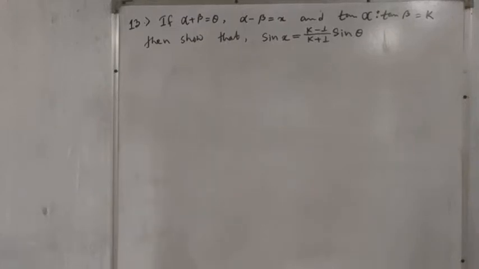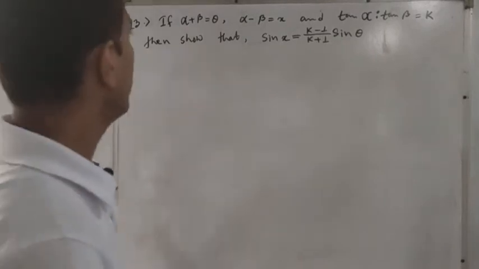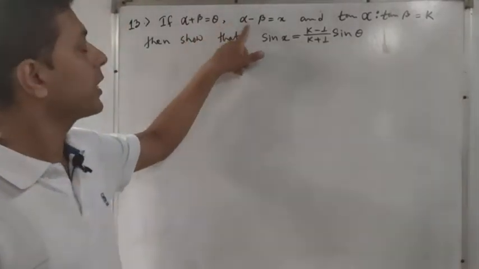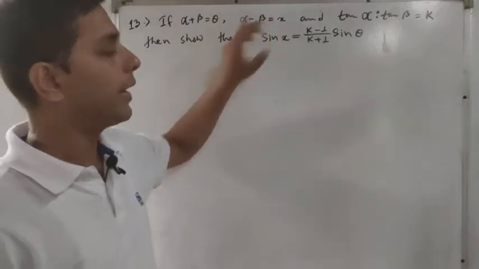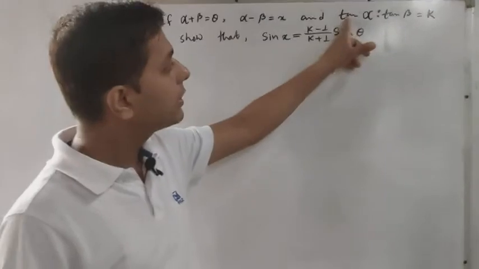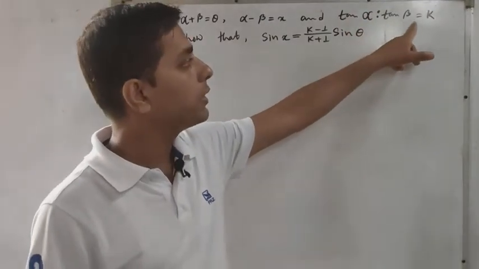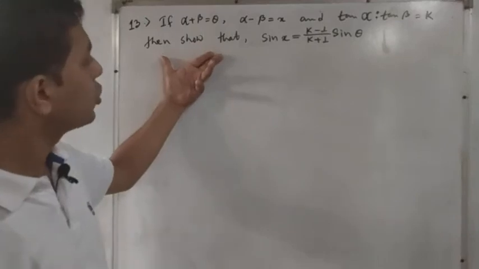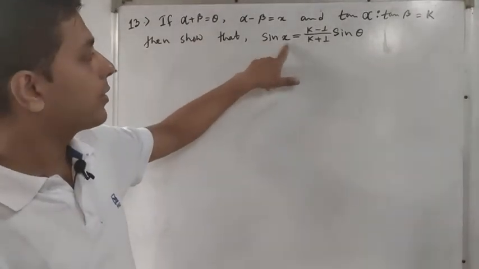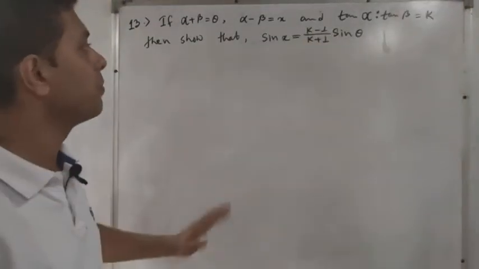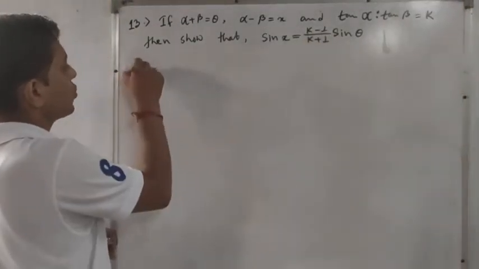Okay, this is the 13th question. We are given two clues here: alpha plus beta is equal to theta, and the second clue is alpha minus beta is equal to x. And one more clue, the third clue, is tan alpha by tan beta is equal to k. You are asked to show that sin x is equal to (k minus 1) by (k plus 1) into sin theta. It's a very simple one. Let us solve this.